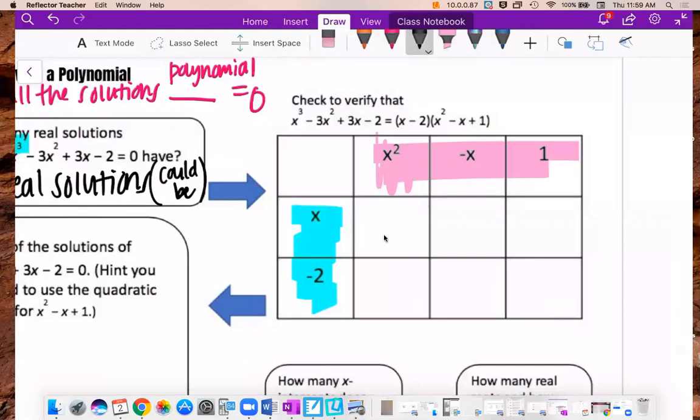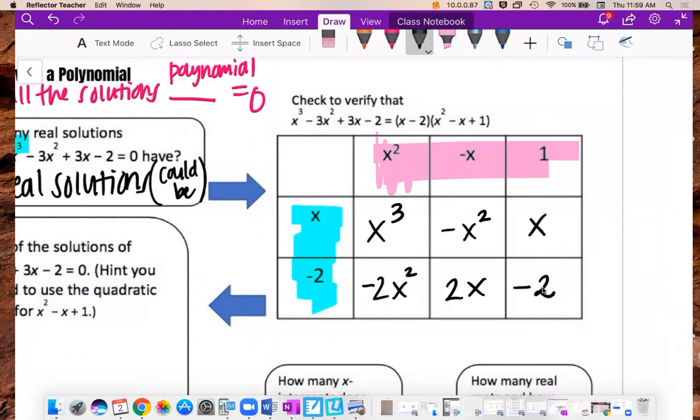To get this box right here, I'm going to do x times x squared, so this box is going to be x cubed. Then to get this box, I'm going to do negative 2 times x squared, so this becomes negative 2x squared. Then to get this one, I'm going to do x times negative x, which becomes negative x squared. Then negative 2 times negative x becomes 2x. Then 1 times x is x. And negative 2 times 1 is just negative 2.